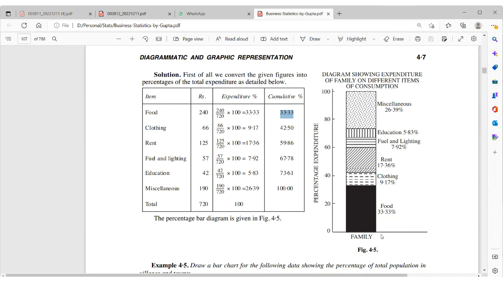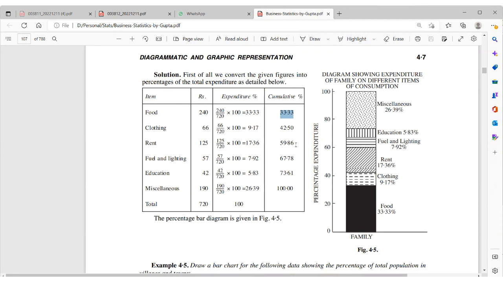Now the first one is 33.33. So at approximately this 33, we make a line. This is food. We make a tag, so that means this portion is food. Now come to the second one, that is clothing. Clothing comes to 42.5, right? So at 42, above this 40, we make a straight line. This is for the clothing, right? So we make this type of dash.